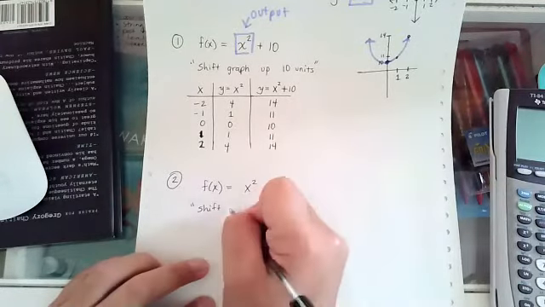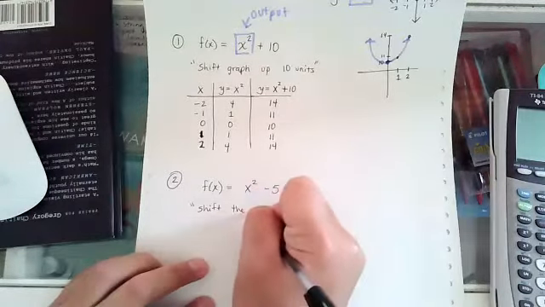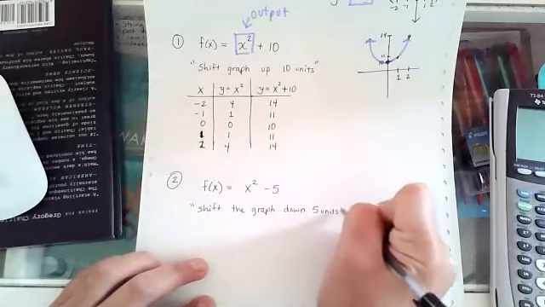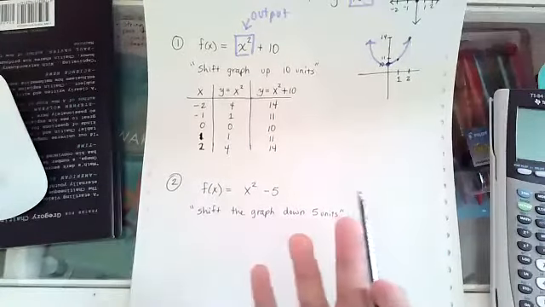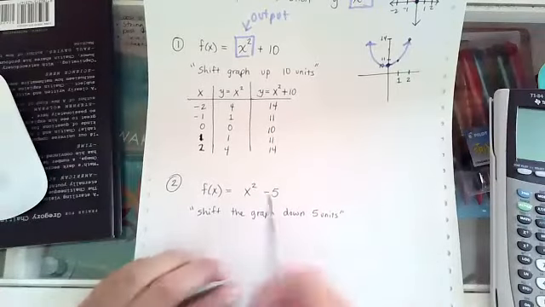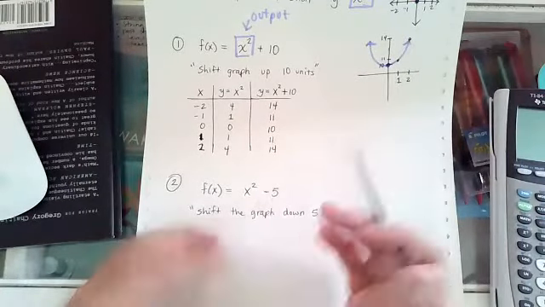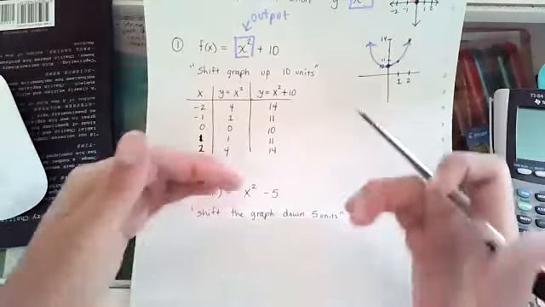So this is going to shift the graph down 5 units. And that makes sense because we would take the input, square it, which would be the output of the parent function, and then you're taking away 5, which is lowering the y values by 5.